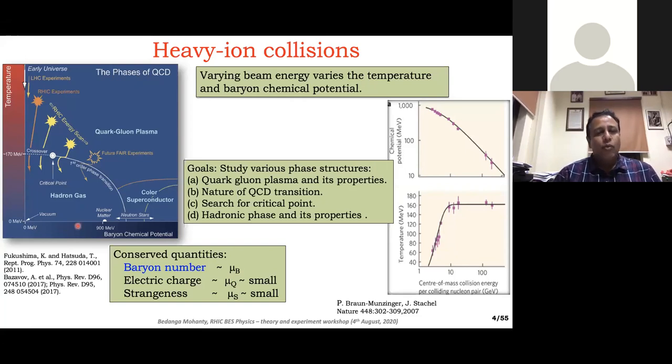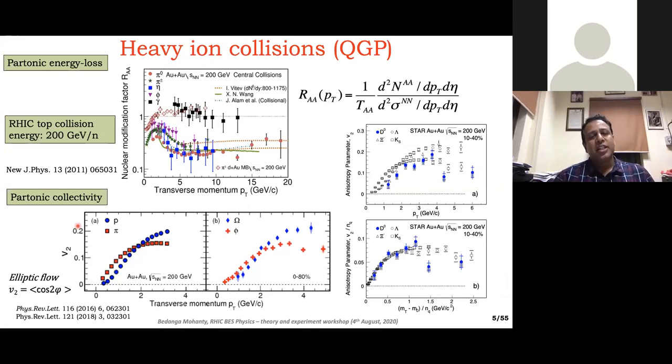Now let's see the interesting highlights which have come out from the top RHIC energy of gold-gold collisions at 200 GeV center of mass energy. That will set the stage for our goals of the beam energy scan program.